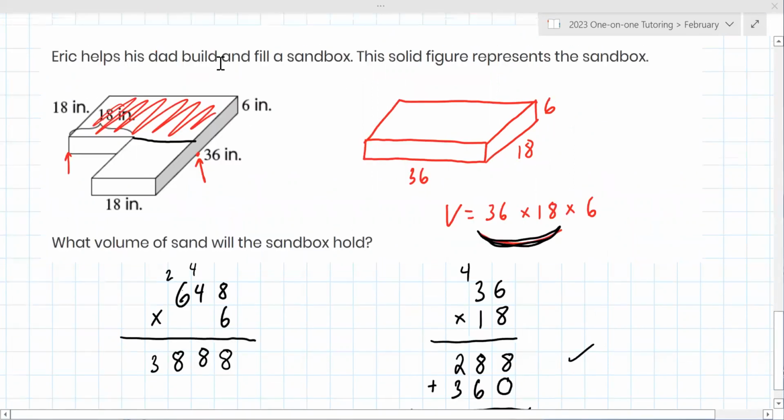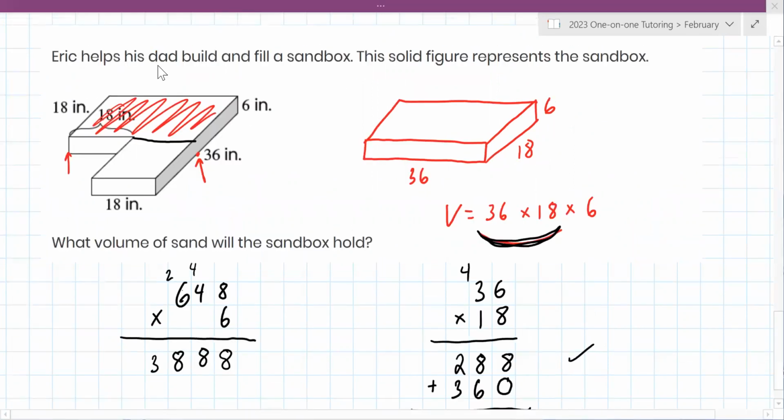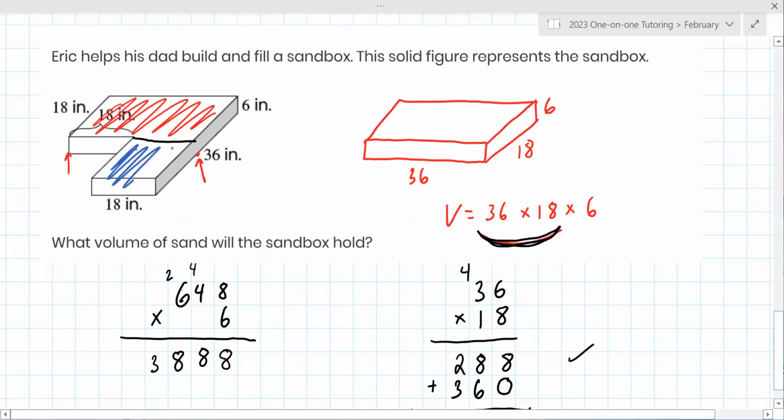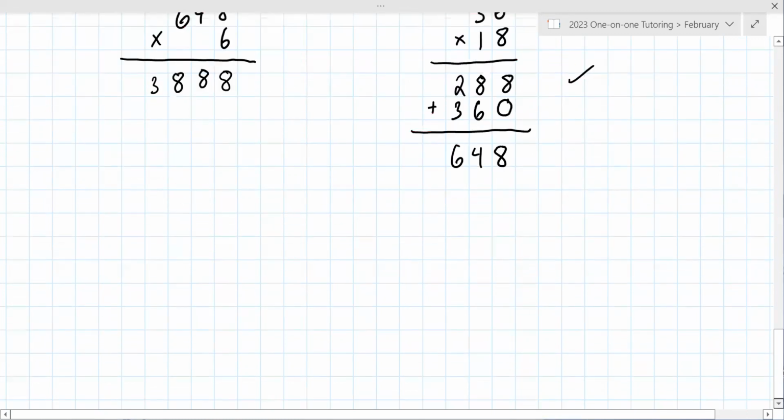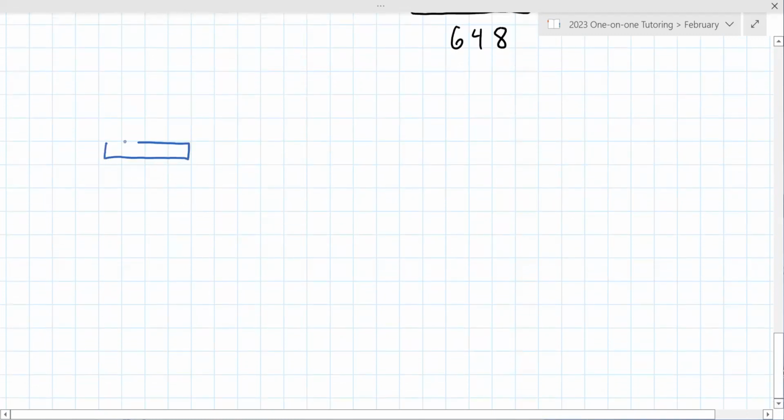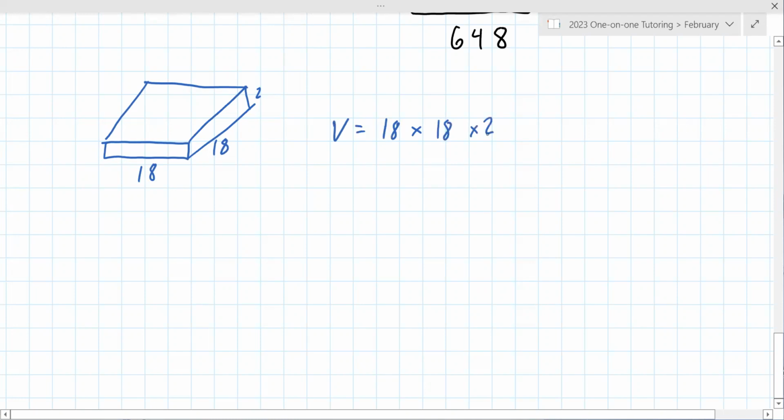Okay, so we've got to finish this problem off. We're going to have to do yet another volume calculation here, the one in blue. So I'm going to redraw it here. Just check that answer one more time. Yeah, that's right. So that blue one has a front face, a side face, and a height here. So it's 18 by 18 by 2. So the volume is 18 times 18 times 2.